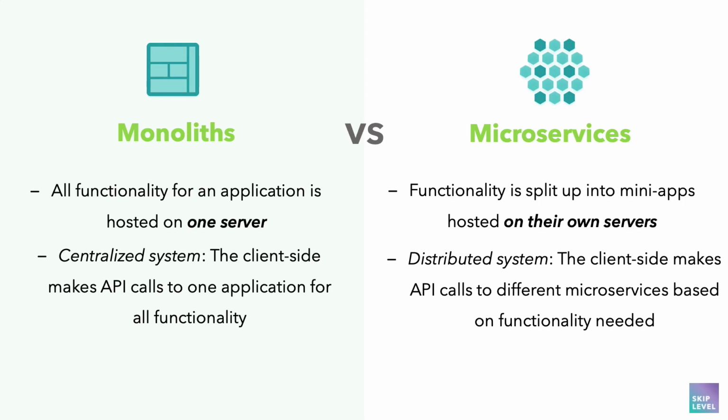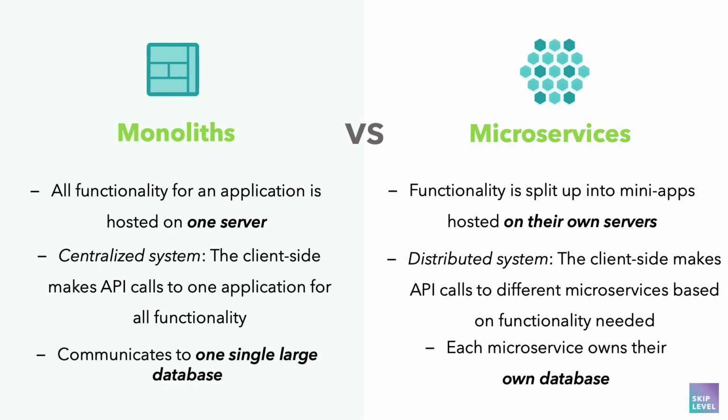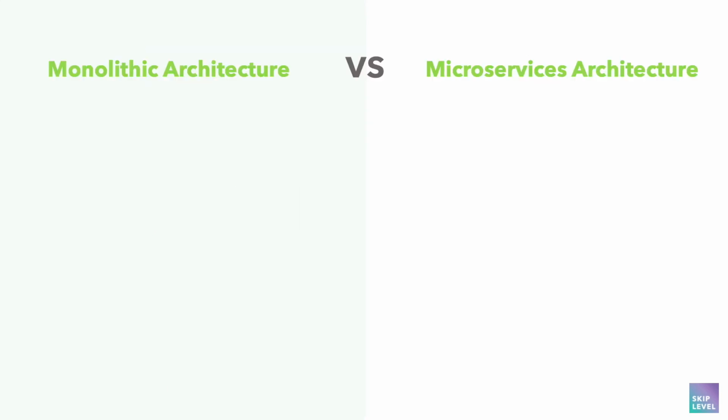The end user won't be able to tell the difference between a monolith or a microservices, but development teams are able to see the difference in architecture. And lastly, in a monolith, the centralized application communicates with one large database that holds all of the data for all functionality of the system. Versus in a microservices architecture, each microservice owns their own database that holds data for a specific functionality. So let's visualize what we just went over.